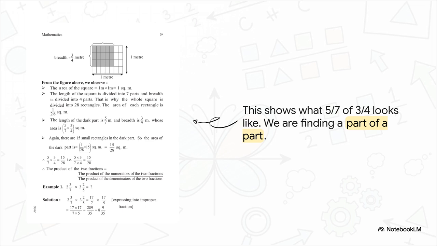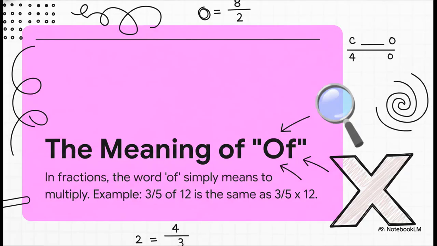And if you count them up, there are 15 purple squares out of 28 total squares. We're literally finding a part of another part. And this leads to an amazing little trick. It's simple, but it is so powerful. From now on, whenever you see the word "of" sitting between two fractions or a fraction and a whole number, I want your brain to just immediately think multiply. So 3/5 of 12 isn't some weird question, it's just 3/5 times 12. It's a fantastic little shortcut.